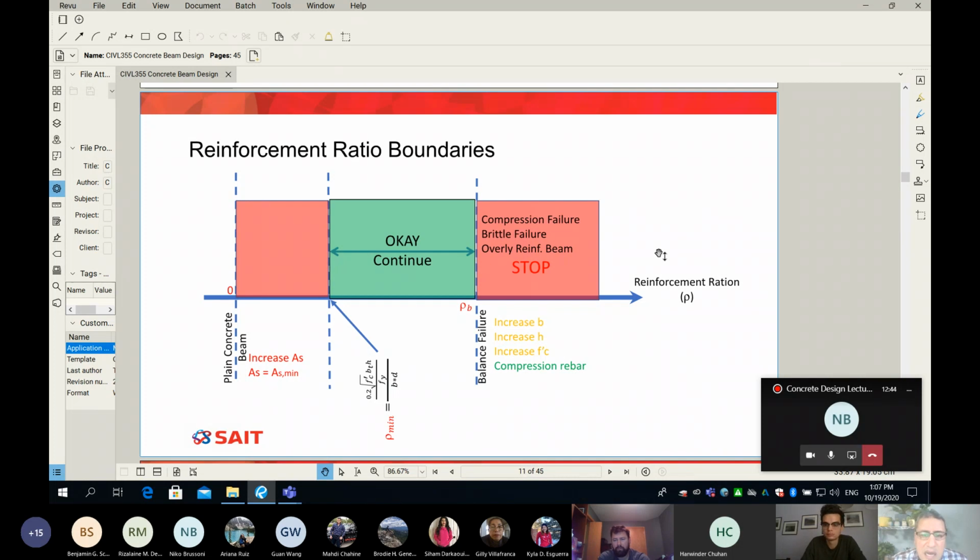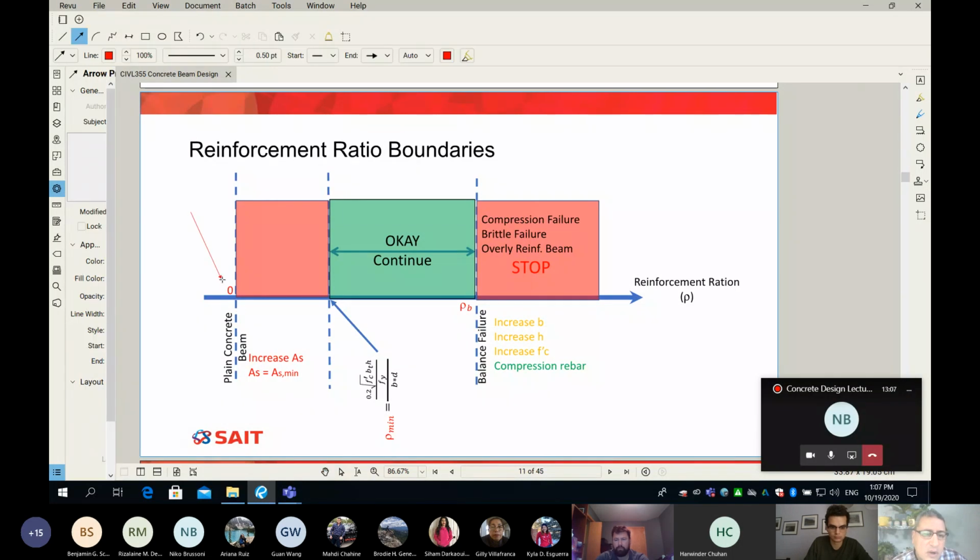So you see here a very nice graph. This graph summarizes the entire process, although it's very simple. On this graph, I'm showing the reinforcement ratio. The reinforcement ratio for sure cannot be negative, so it cannot be less than 0, because we have to add some rebar. We start from this point here, where reinforcement ratio is equal to 0. What does it mean? It means I have a plain concrete beam, a beam that has no reinforcement.